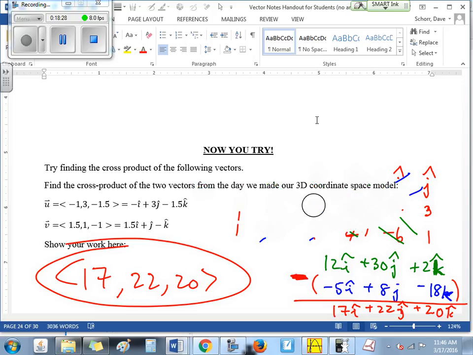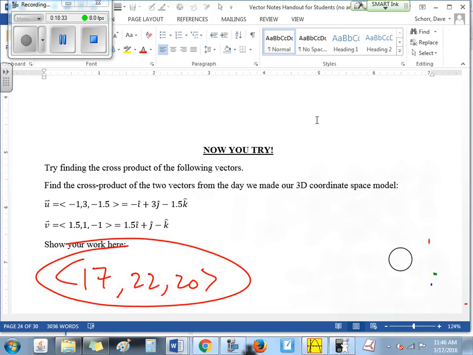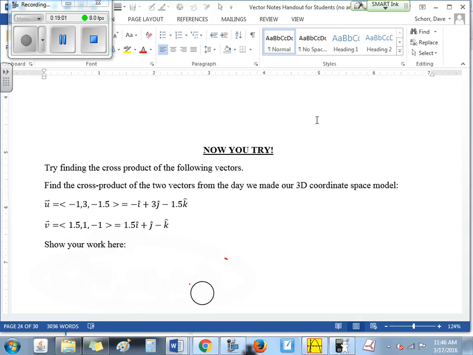Okay, good. So it turns out that this answer, 17, 22, 20, has physical meaning. Its direction has meaning. Its magnitude has meaning. And its 3 numbers have meaning. But today we don't need to discuss that. We only care that we were able to learn to find it, because it's a lot of work. I don't think we should bite off more than we can chew. So today we're just learning to find a cross product vector.